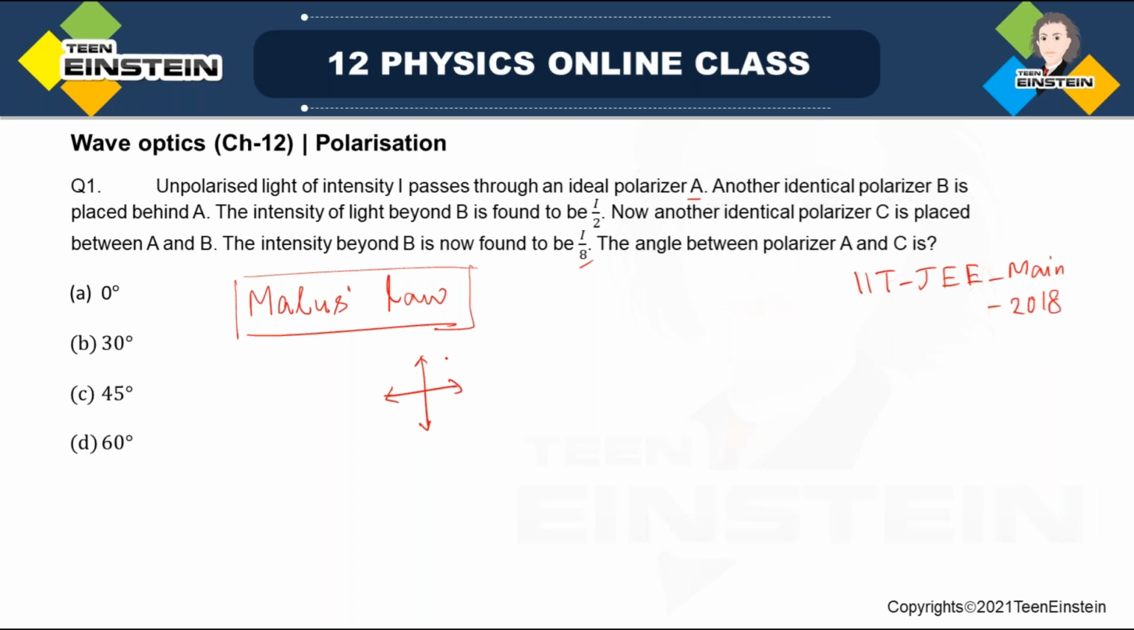See, in unpolarized light, the electric vector is in all directions. Generally, the electric field vibrates in the plane perpendicular to the direction of propagation. So this light is unpolarized.